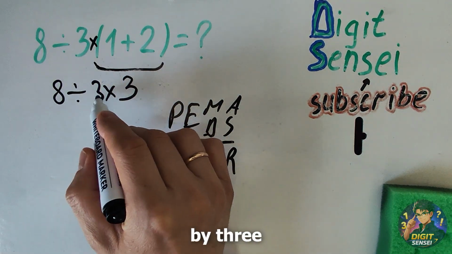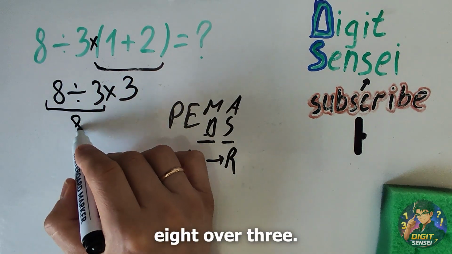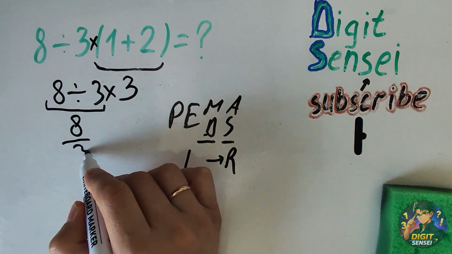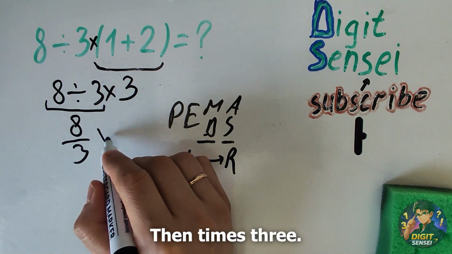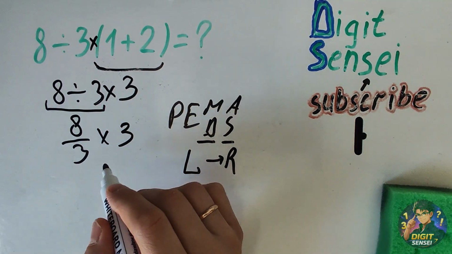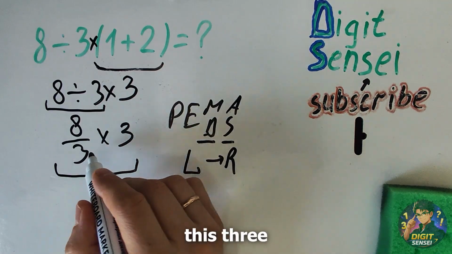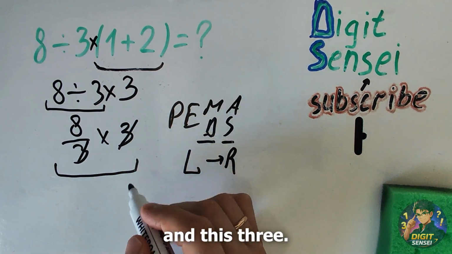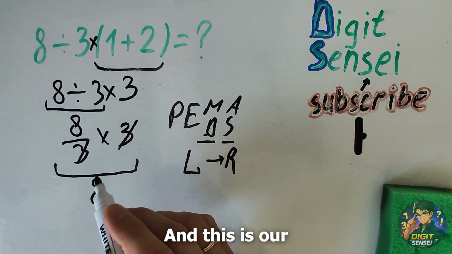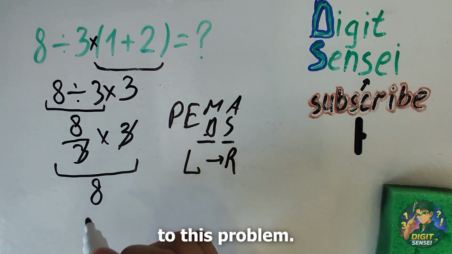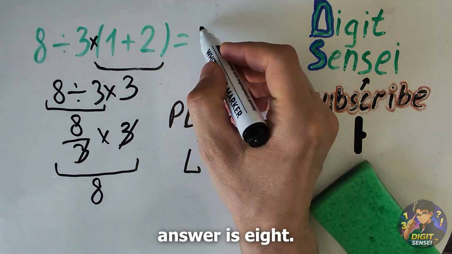8 divided by 3 can be written as 8 over 3. So 8 over 3 then times 3. Okay? We can easily cancel this 3 and this 3. So here we have just 8. And this is our final answer to this problem. The correct answer is 8.